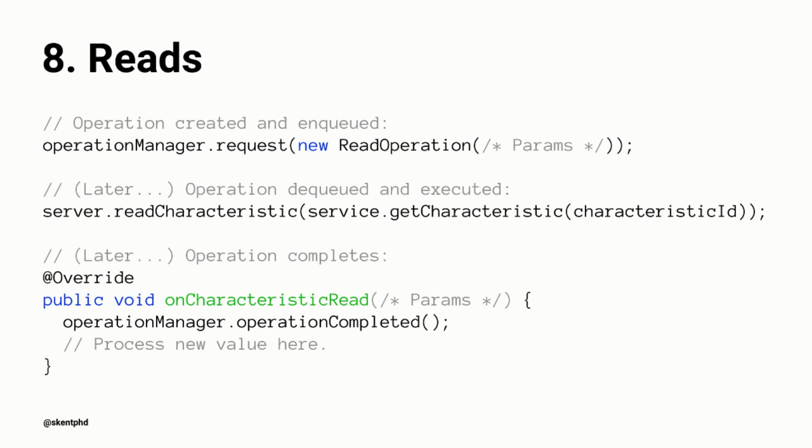So this is the pattern that I said is going to repeat a couple times. Again, I will say, okay, I want to read this characteristic, but I can't just read it right away because I have to do things one at a time. So I will request this read operation, and I will give it to my operation manager. And then whenever it tells me it's appropriate, I will call server.readCharacteristic for whichever characteristic I was looking to read. And then I will wait, and on characteristic read, that's when I get notification that the value has been read and is given to me. So at that point, I can process this value that I just received. And again, I also have to make sure I tell the operation manager this operation is done now. So that's for a read.